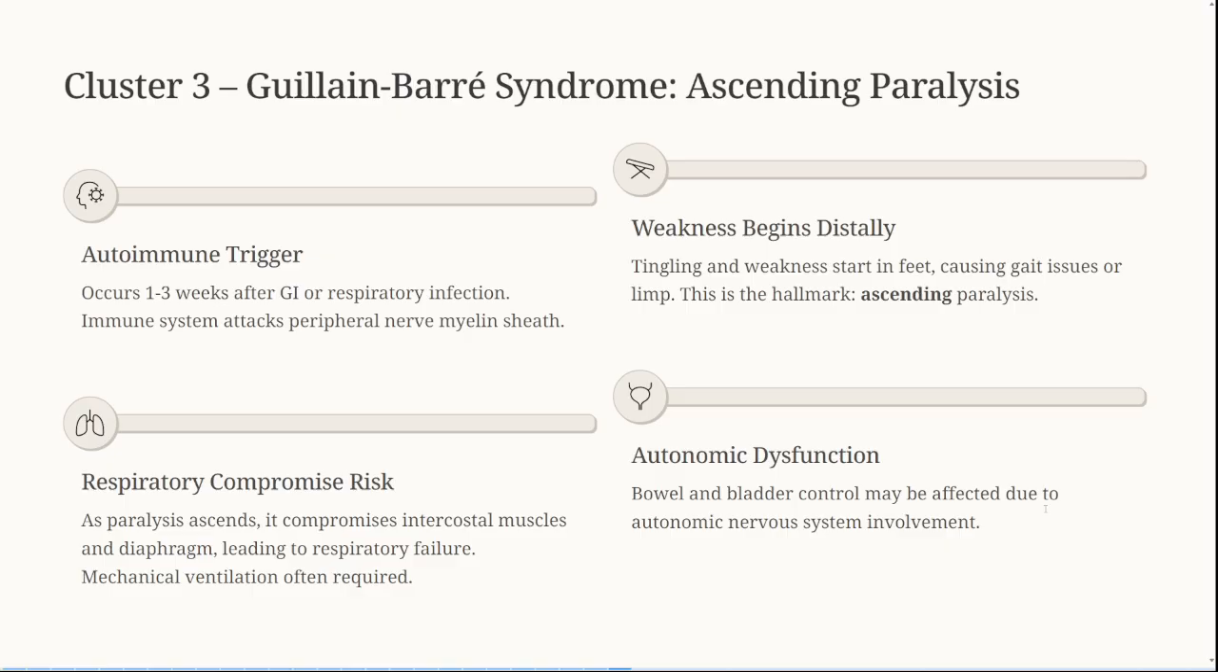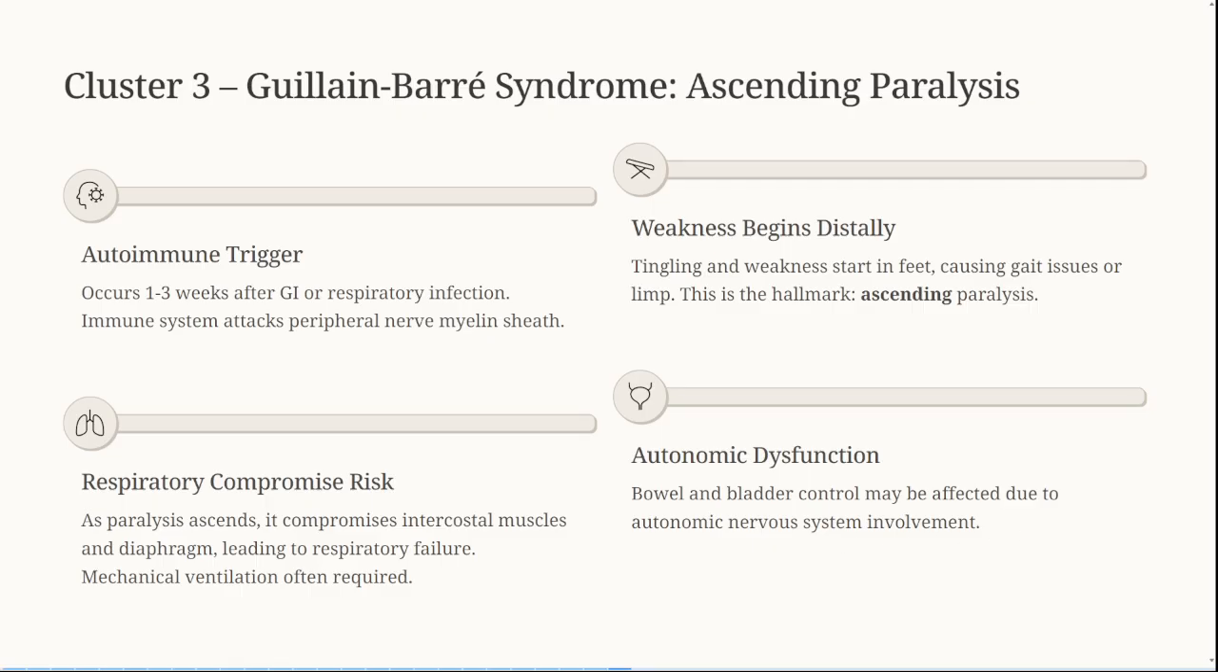And that upward progression is the critical risk factor. It is. As the paralysis ascends, it compromises the intercostal muscles and the diaphragm, which leads directly to respiratory failure. So the critical risks are respiratory compromise and then autonomic dysfunction affecting the bowel and bladder. Exactly. These children frequently require mechanical ventilation. And a little high-yield note, vaccines are generally avoided or postponed during the acute phase of GBS.